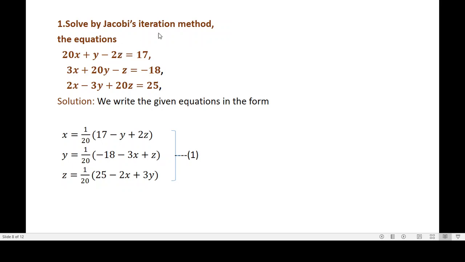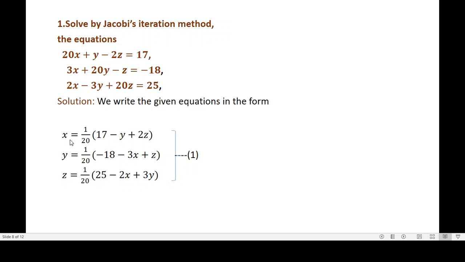Hence, we use Jacobi's iteration method and we rewrite the equations in the form 20x is equal to 17 minus y plus 2z, or x is equal to 1 divided by 20 into 17 minus y plus 2z. 20y is equal to minus 18 minus 3x plus z, or y is equal to 1 divided by 20 multiplied by minus 18 minus 3x plus z. 20z is equal to 25 minus 2x plus 3y, or z is equal to 1 divided by 20 multiplied by 25 minus 2x plus 3y. Okay. Now let us mark this system of equations by 1.